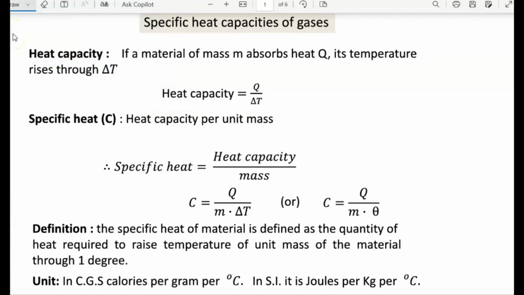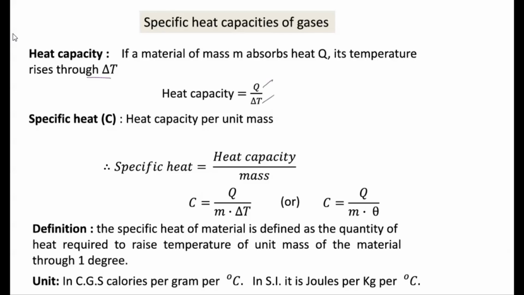First, let's go for the basic definition of heat capacity. What is heat capacity? Heat capacity is Q upon delta T. You are well aware that mass M absorbs heat Q, and the temperature rises by delta T. Remember, this is your rise in temperature. You can say T final minus T initial, or T2 minus T1. Now, what is C? C is heat capacity per unit mass.